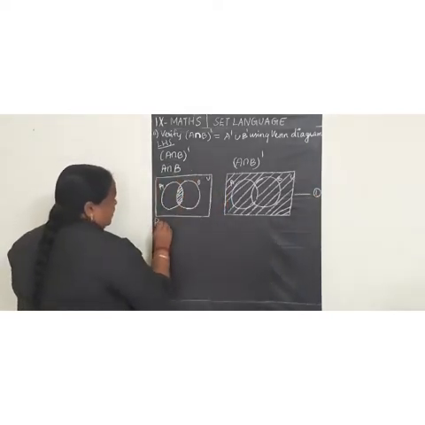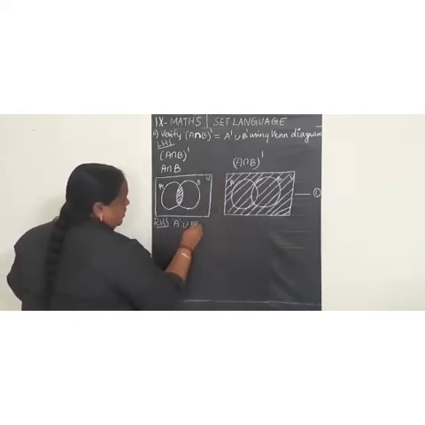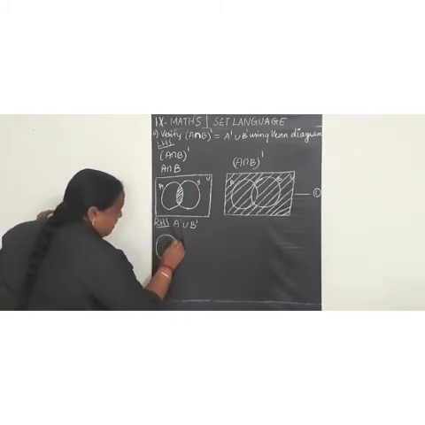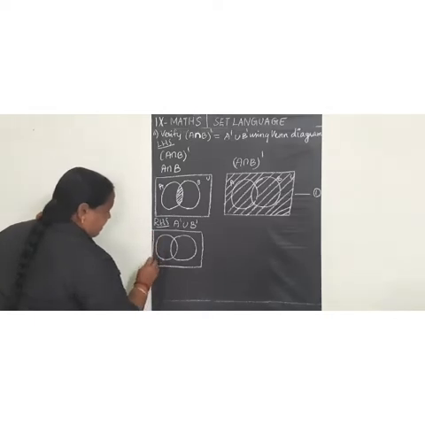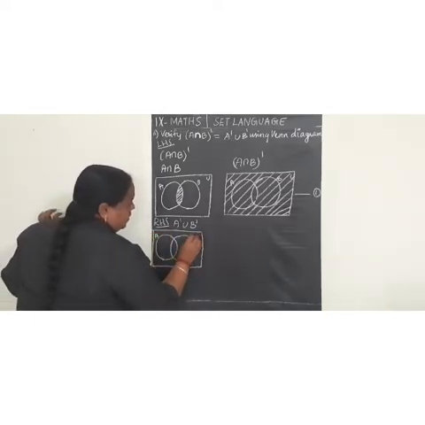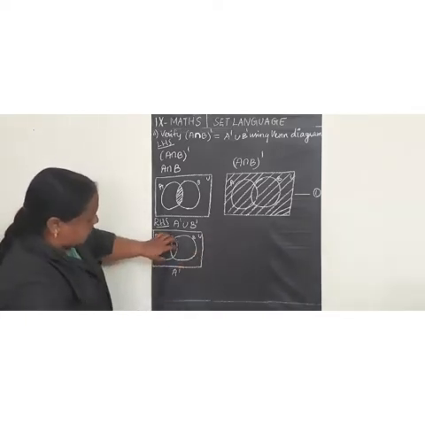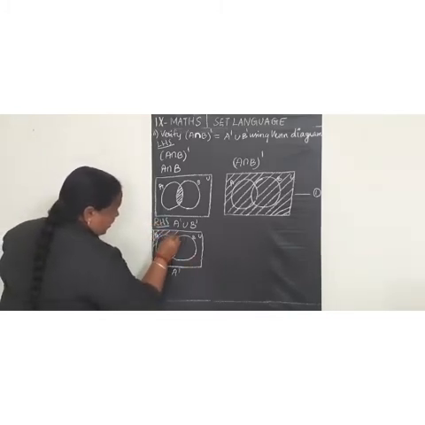Next, RHS is A dash union B dash. For this, first we have to find A dash, then B dash, then find the union of both. Set A, set B, universal set. First, how do we find A dash? For A dash we leave set A, and the remaining parts we shade.